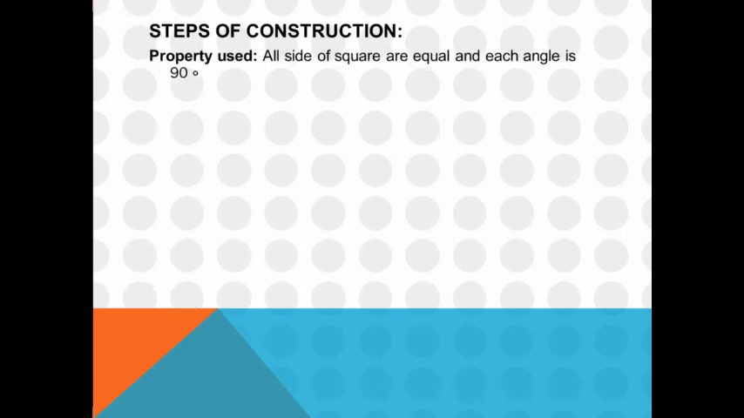The property we have used for constructing this square is that all sides of a square are equal and each angle is 90 degrees, because in the question only the length of one side of a square is given, and we have used this property to construct the square. As one side is given, all the four sides of a square are of the same measure and each corner angle is 90 degrees.